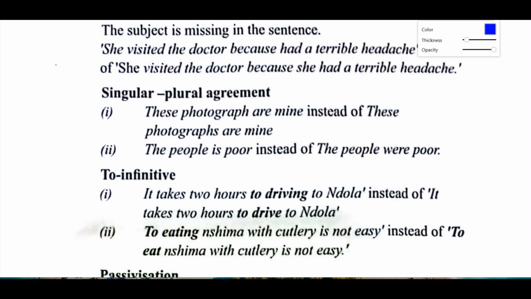We have the subject is missing in the sentence. For example, "She visited the doctor because had a terrible headache." So here the mistake is we need to put the subject. We can't say "she visited the doctor because had." We need to say "because she had a terrible headache."